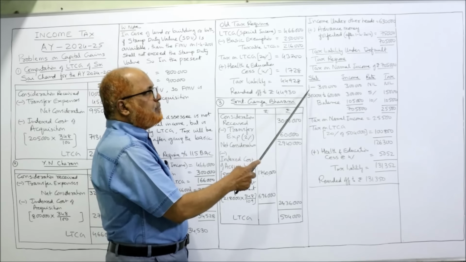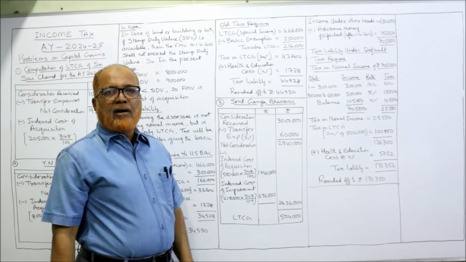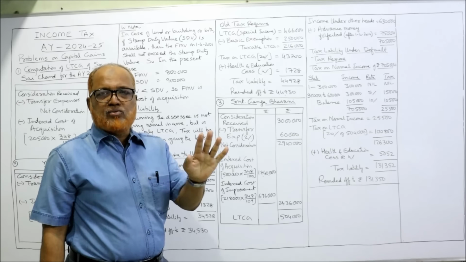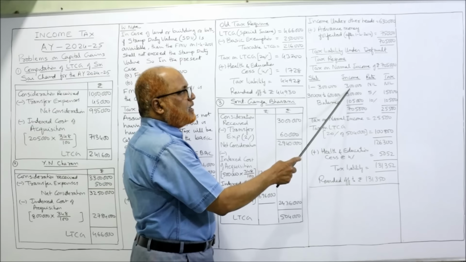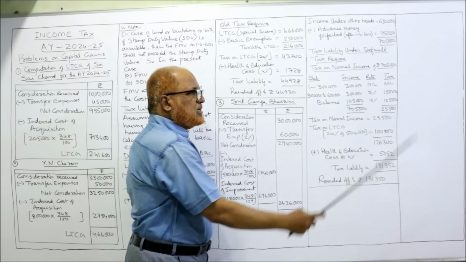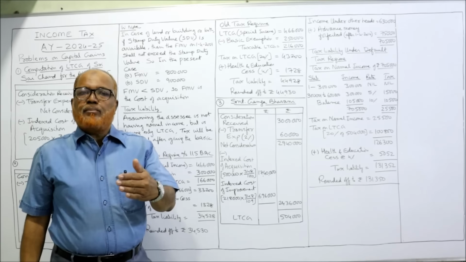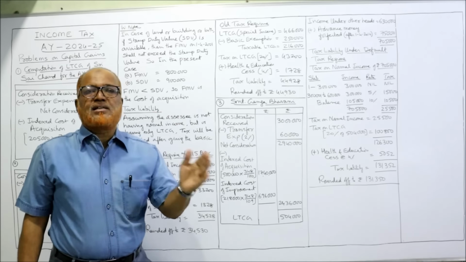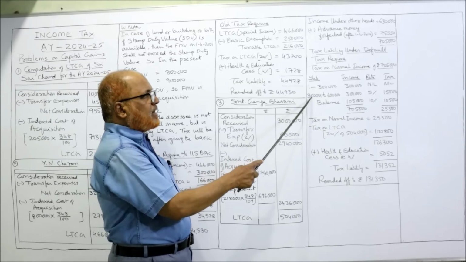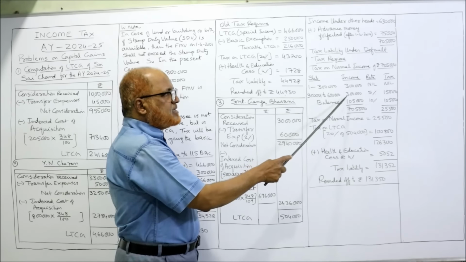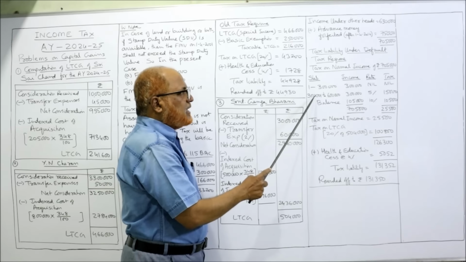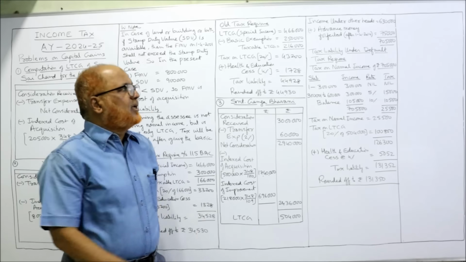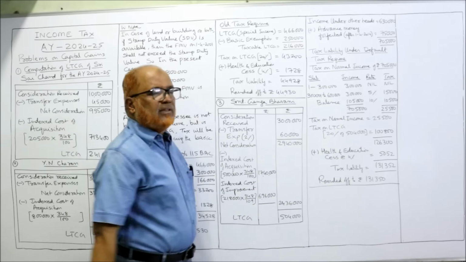The first slab is up to 3 lakh. Basic exemption limit is 3 lakh, right? No tax will be there. So up to 3 lakh, income 3 lakh, rate nil, tax nil. The second slab goes from 3 lakh 1 rupee to 6 lakh. The income is 3 lakh. The rate of tax is 5%. So 3 lakh into 5%, you get 15,000.